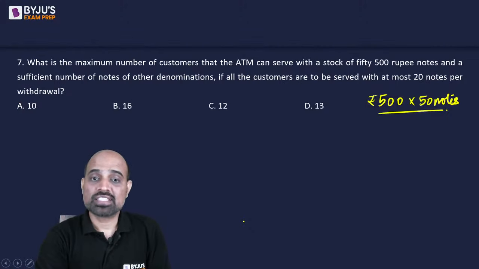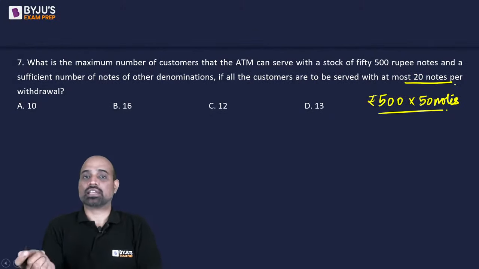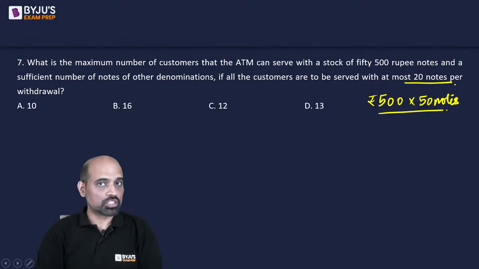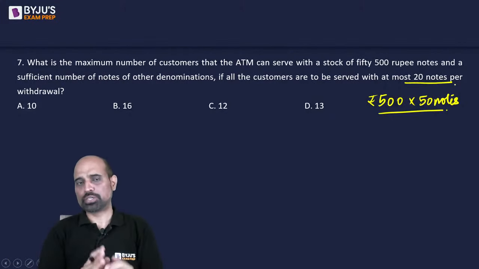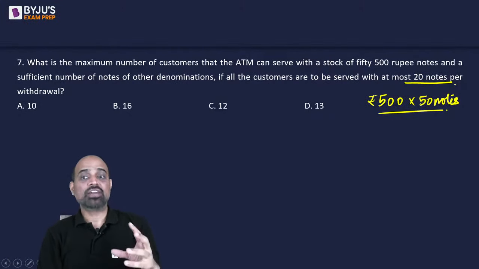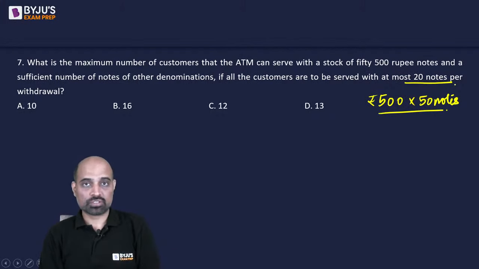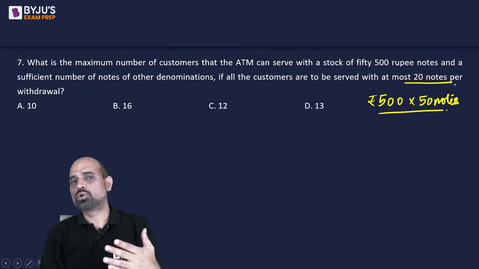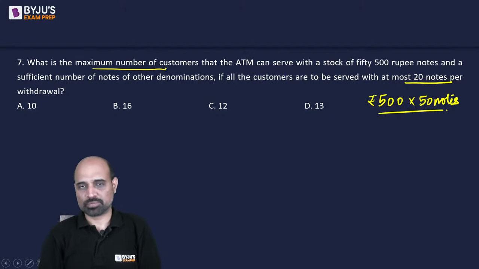Now the question says that the ATM should not dispense more than 20 notes, including all 3 types of notes. Total notes should be 20. And we are going to have 500 notes of 50 notes. So at most how many customers can get? Maximum number.